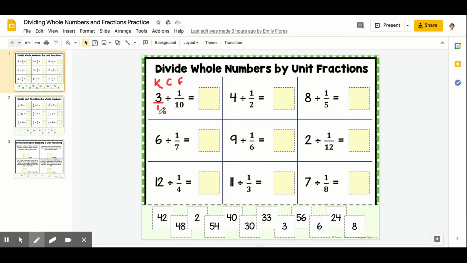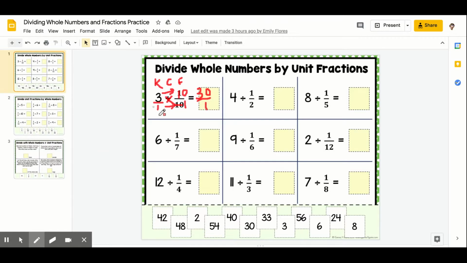Well, when I solve this, I end up with 3 over 1 times 10 over 1, because we had to flip the second one, right? So this now becomes 10 over 1. And now I can multiply numerators, so I'll do 3 times 10. And then I'll multiply denominators, which is 1 times 1. Well, when that happens, I end up with 30 for my numerator. And then 1 times 1 is 1.